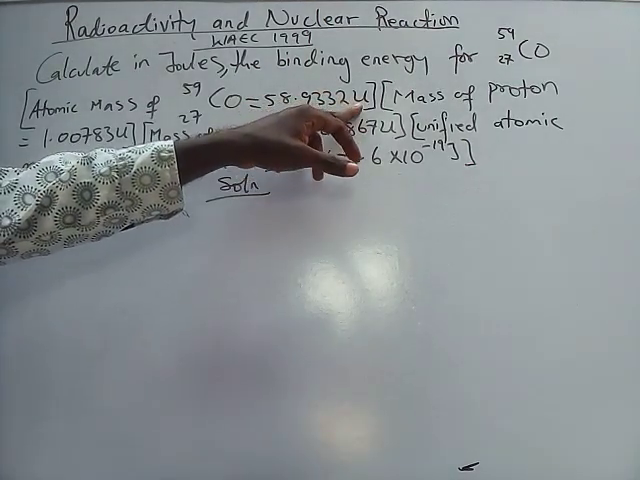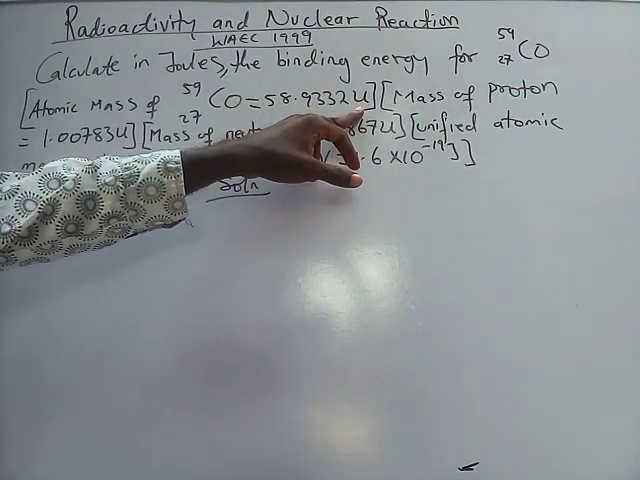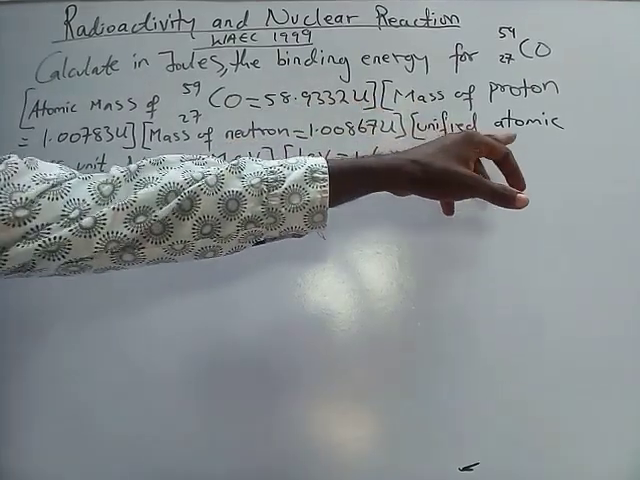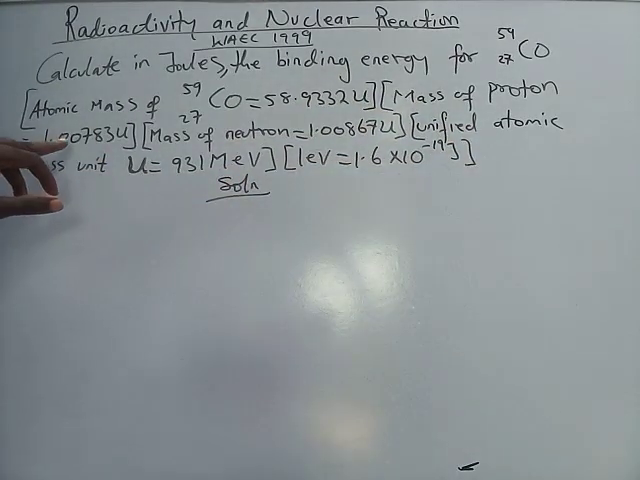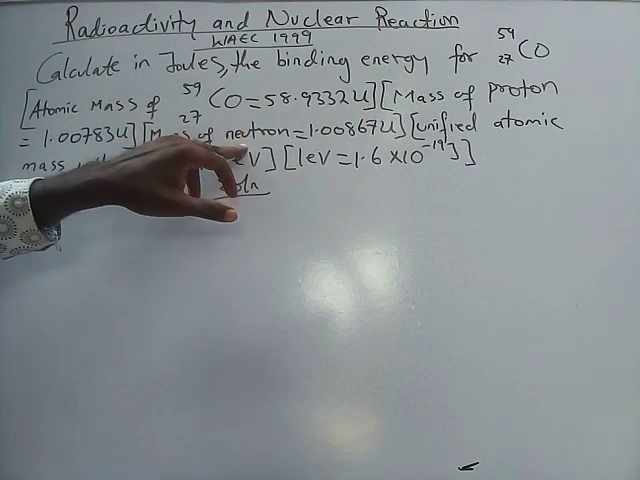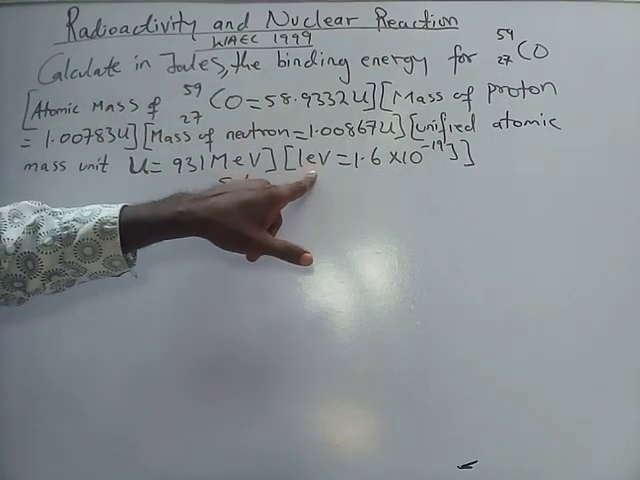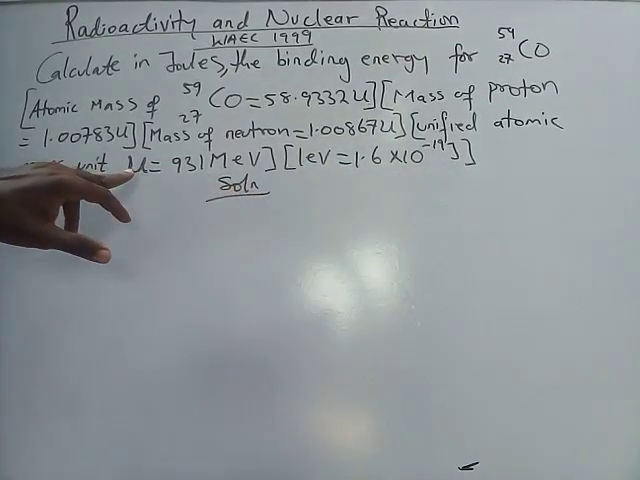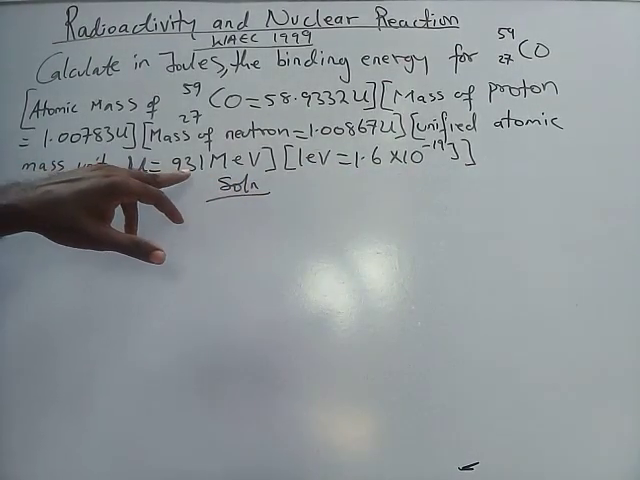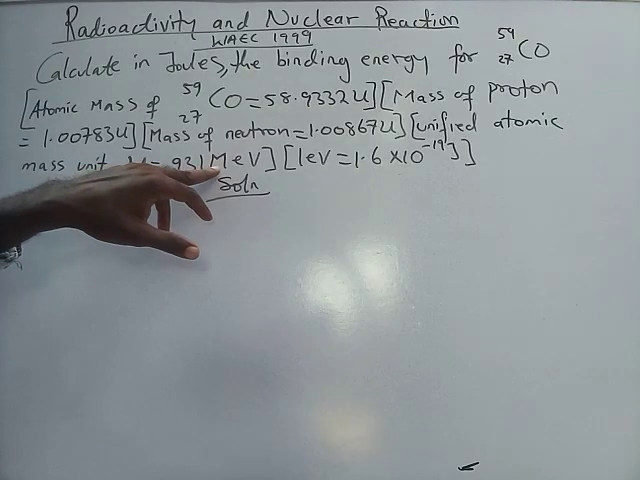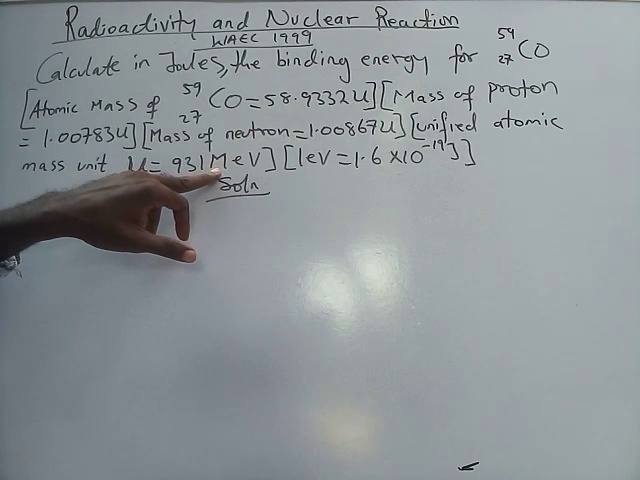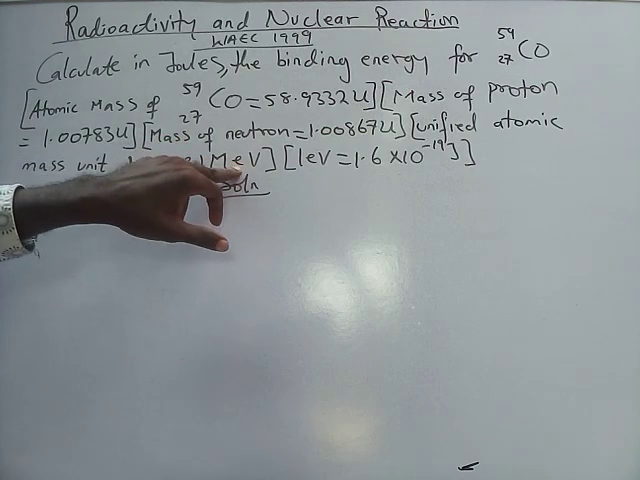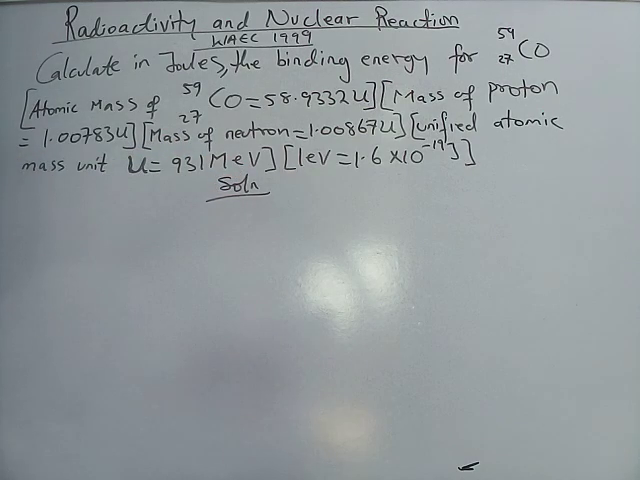This symbol U represents the unified atomic mass unit. The mass of a proton is this, the mass of a neutron is this. 1 electron volt is this, and one unified atomic mass unit is 931 mega, which is times 10 power 6, the same as times 1 million, multiplied by electron volts. So how are we going to do this question?